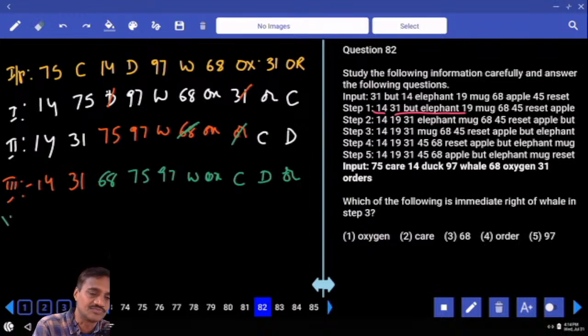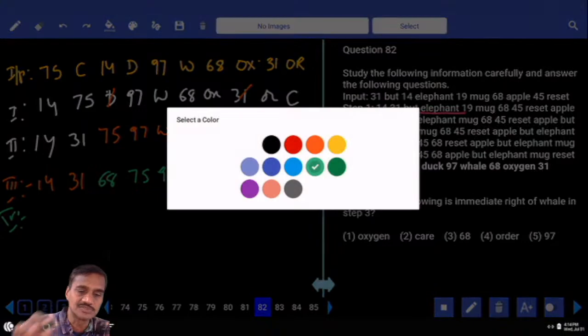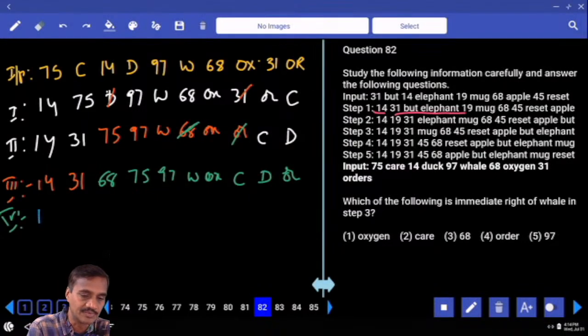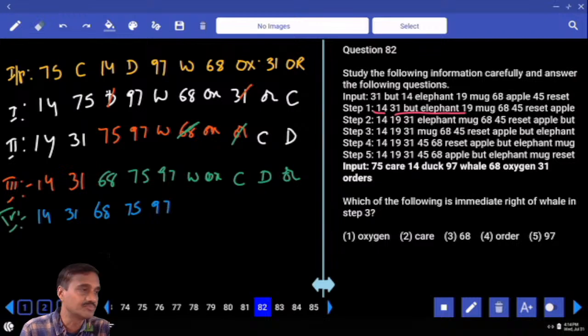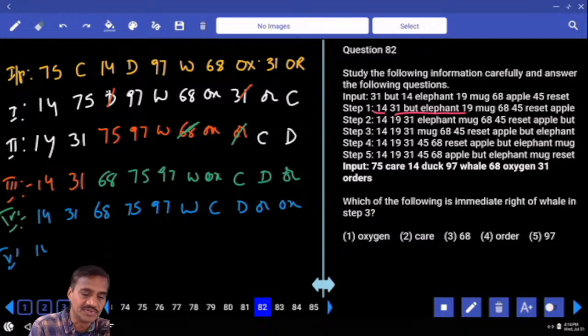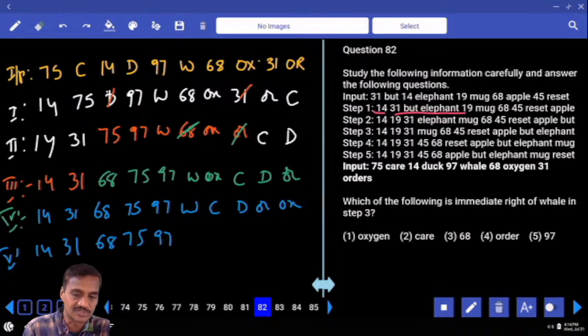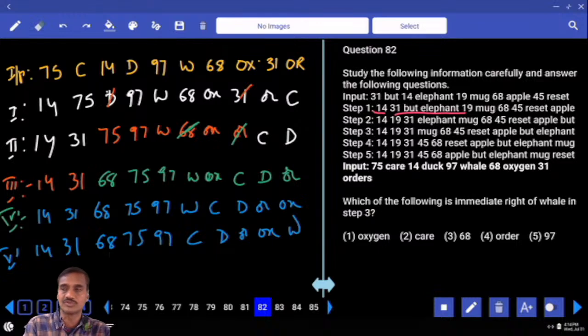Then coming back to step 4. In this step 4, if you observe, 14, next one 31, next to 31 68, and then 75, 97 remain at the same position, isn't it? There is nothing to do with this one. And C, D, OR, next one OX. Now this is W. Then finally step 5: 14, 31, 68, 75, 97, next one C, D, OR, OX, W. All the 5 questions are based on the same logic and the same pattern.